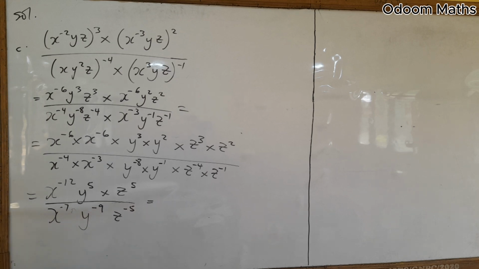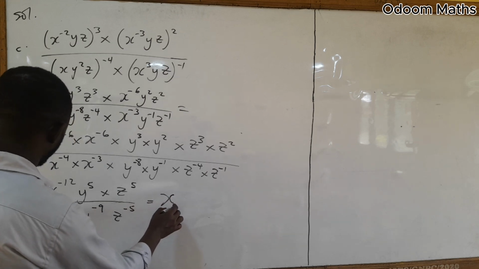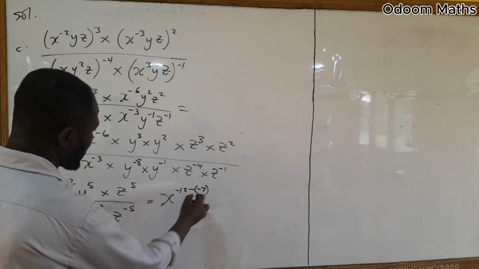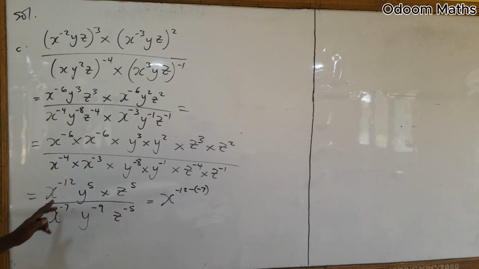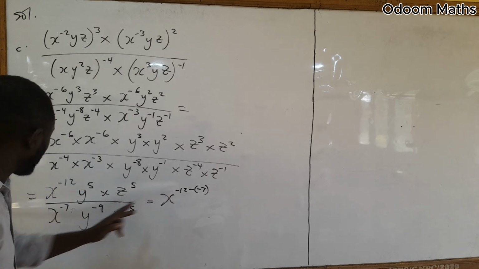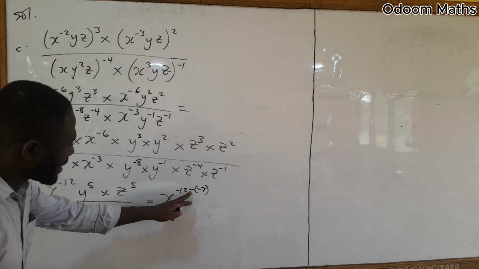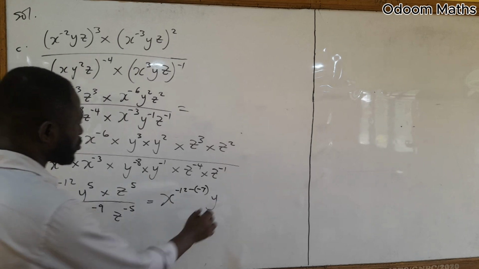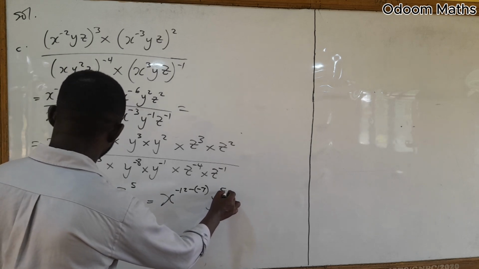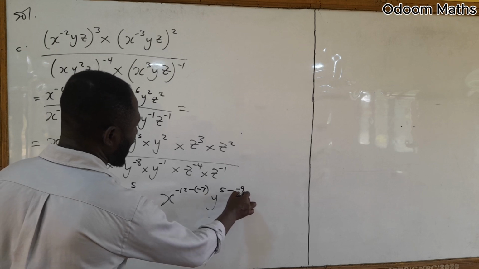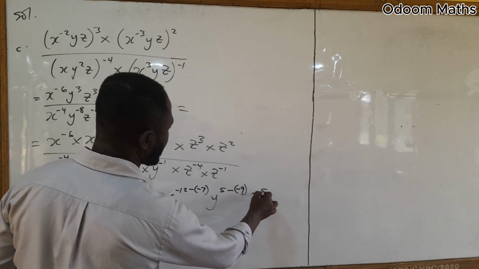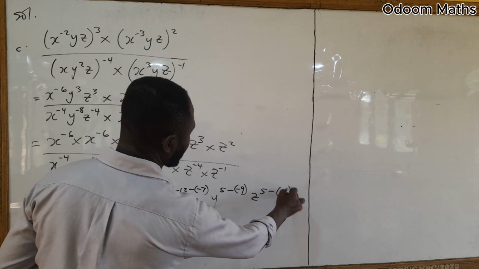Okay, so let's see if we can have some. So this is going to be x to the power negative 12 minus negative 7. So they have the same base and dividing. So negative 12, then because they are divided, minus, and then negative 7 is also here. Then y is also 5 minus negative 9. Then z is also 5 minus negative 5.